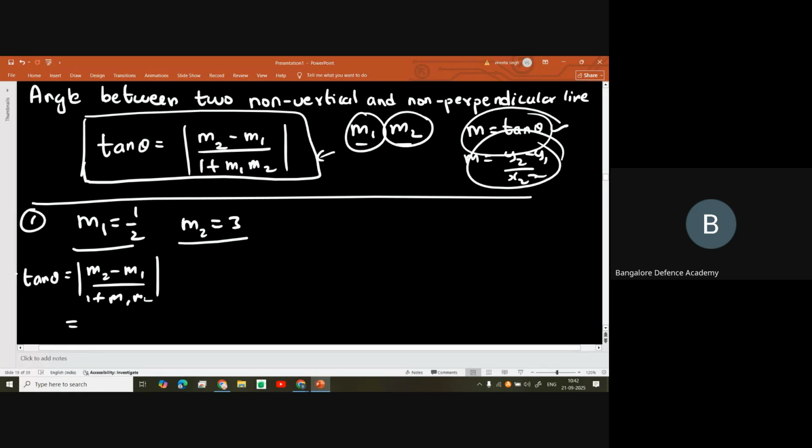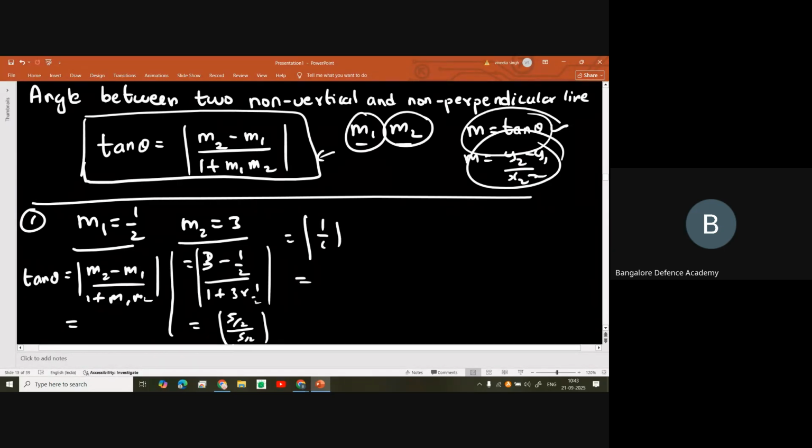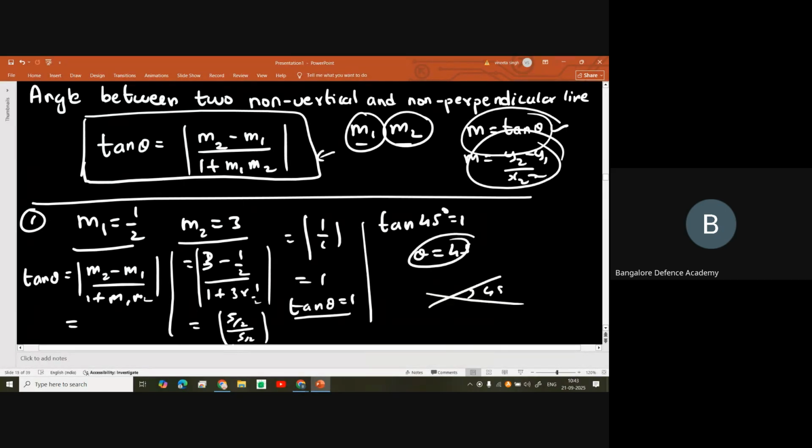Now substitute these values. What happens? This is 3 minus 1 by 2 by 1 plus 3 into 1 by 2. So when you solve this, you get 5 by 2 and you get again 5 by 2, correct? So 5 by 2, 5 by 2 gets cancelled, you get 1, that is modulus of 1. So now tan theta is equal to 1. Recalling the trigonometry of your 10th standard, we know that tan 45 degree is 1. So that means theta is equal to 45. Two lines are making an angle of 45 degree with each other. So this is how you're going to solve it. Take it down quick.